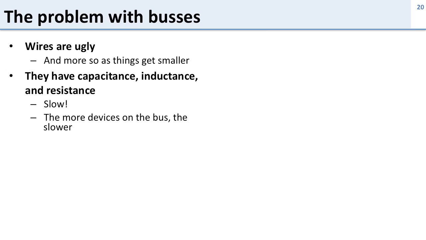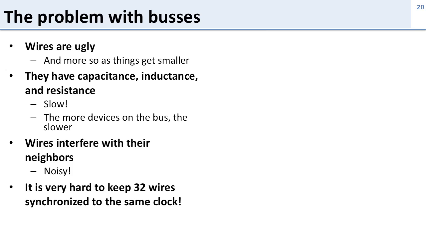Particularly with buses, if we have multiple things on the bus, each one of those things adds more capacitance, more inductance, and more resistance, and slows down the wires. Wires also interfere with their neighbors. If I have a wire next to me that has a 1 on it and I have a 0 on it, that 1 is going to try and pull on my 0 when it changes. So you get noise from your neighbors.